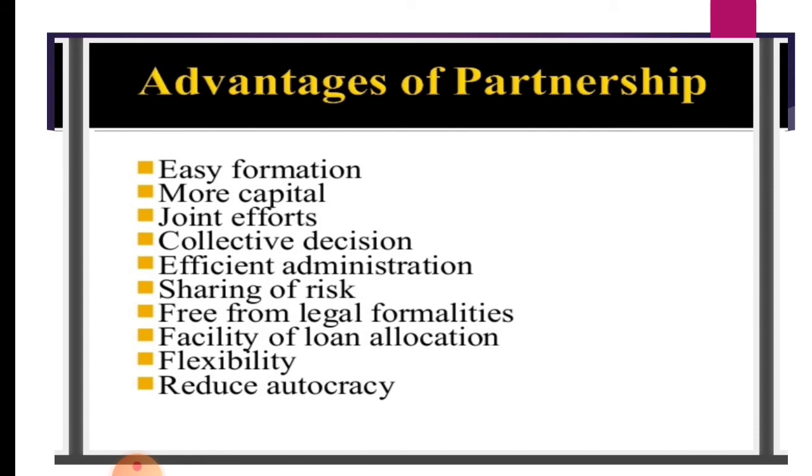Reduced autocracy. That is, reducing autocracy means the minority interest can be protected. Importance is not given to just one person. All the partners in the firm are given equal importance. Safeguarding of minority interest, that is the meaning here. For all the vital matters, the unanimous consent of each partner is required. If there is no unanimity, such a decision is not accepted.